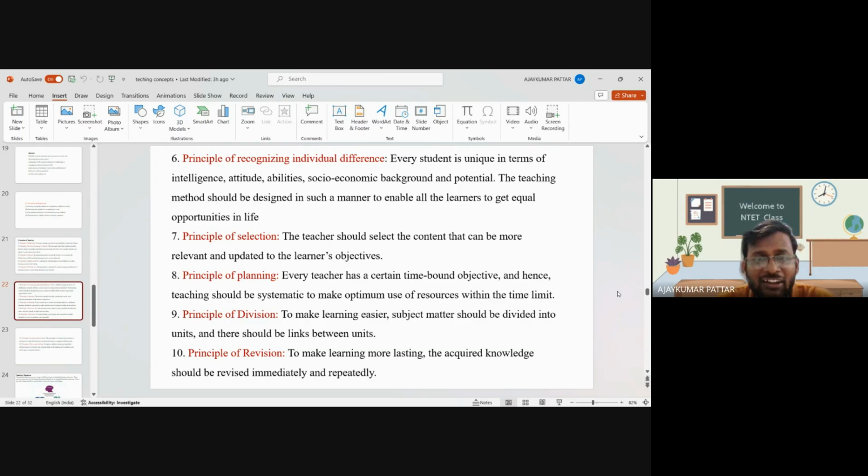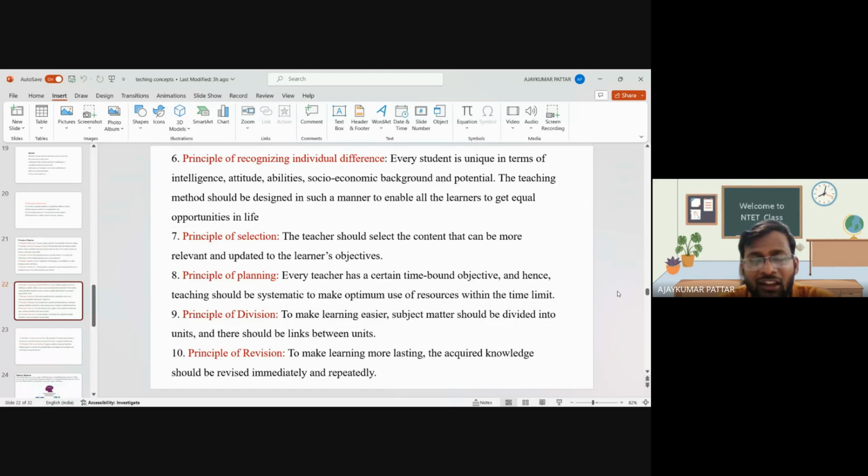So we should identify the individual difference. Some students come from a low socioeconomic background. Their mind state, their psychology is different from those with a rich background, and other abilities too. Every individual is different. So we have to identify that individual difference in the students, and we have to teach according to them.